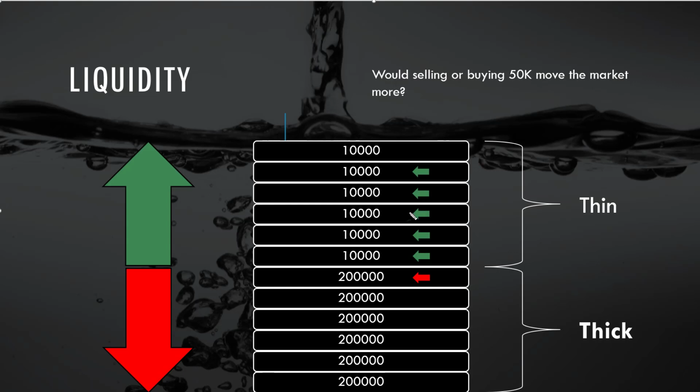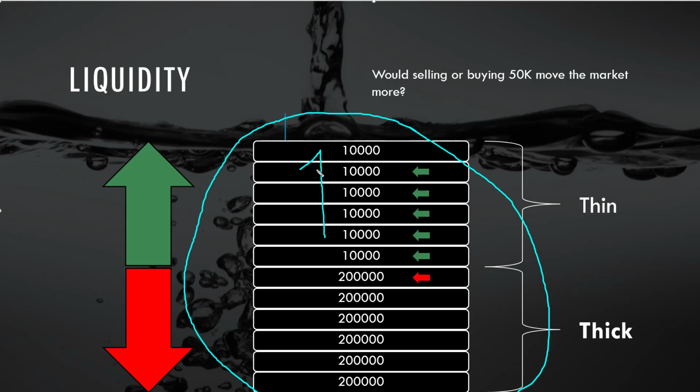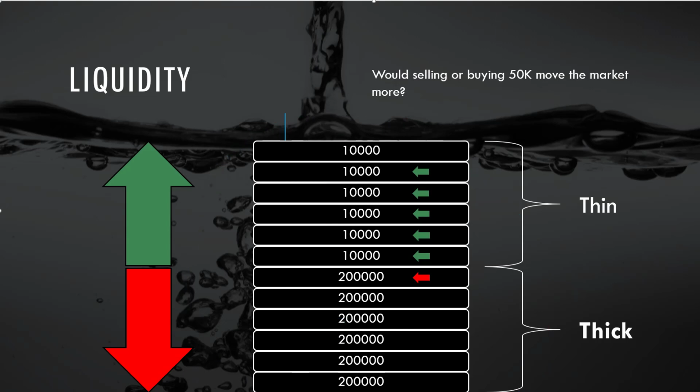So the path of least resistance on this graphic here is up. Okay, the path of most resistance is below it right here. So price is going to have a tough time moving through these here. But on the other hand, you buy, and we're going to move up in very short order.